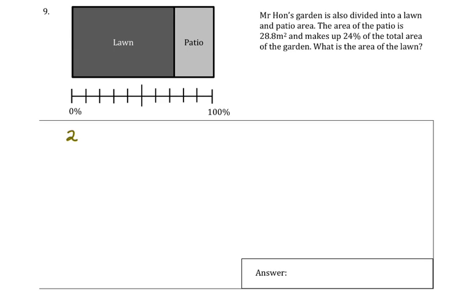Okay, so we have the area of the patio is 28.8 metres squared, and this is 24% of the garden. So we could say that 24% of the garden is the patio, okay? We also know that the patio is 28.8 metres squared. So these two sentences, these two equations, are the building blocks of this question.